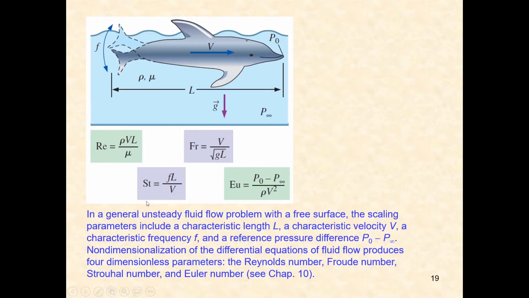The Reynolds, Strouhal and Froude, and Euler, perhaps you will see it for some time. It's not really that popular actually. But the Reynolds and Strouhal are very important, especially for internal or external flow. The Froude number is important for free surface flow problems.